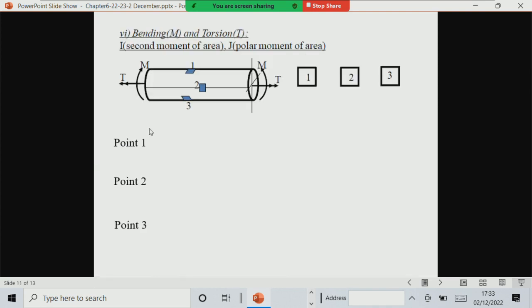So let's do this example. We've got a thin walled cylinder, which is subject to, could be thick walled, it doesn't make any difference, or solid cylinder, it's subject to a bending moment M and a torque T. And we're after the stress values at these three positions. Could you write them down, please? What do you think we should be writing here?